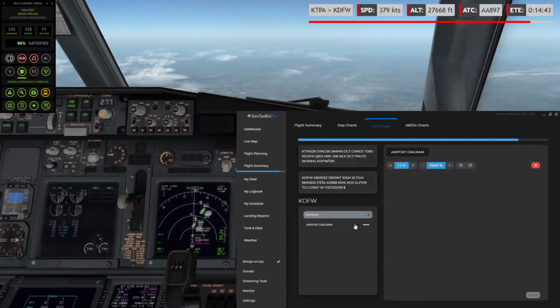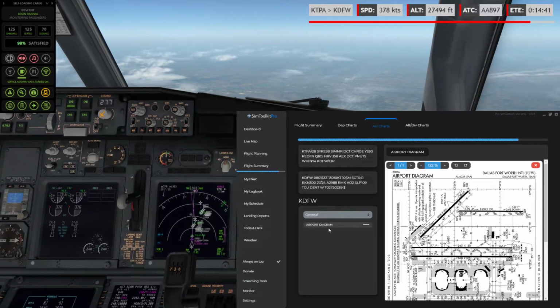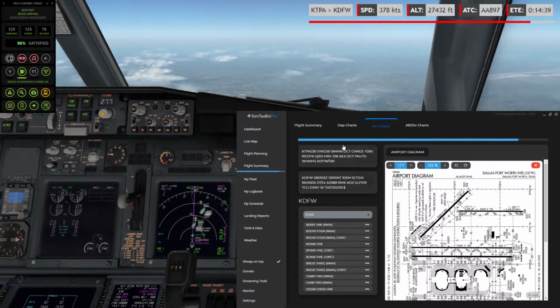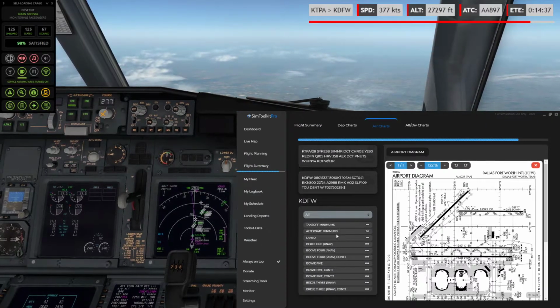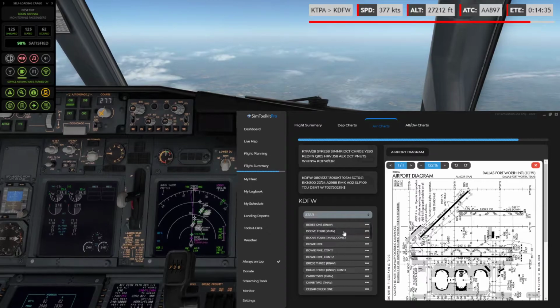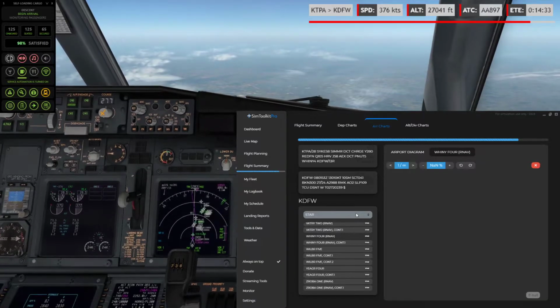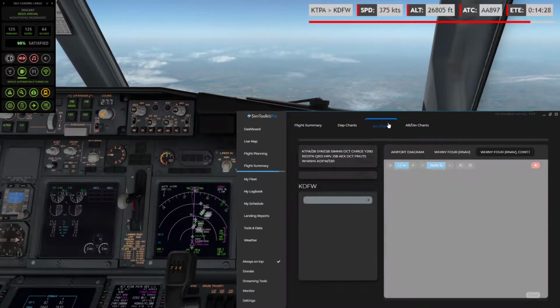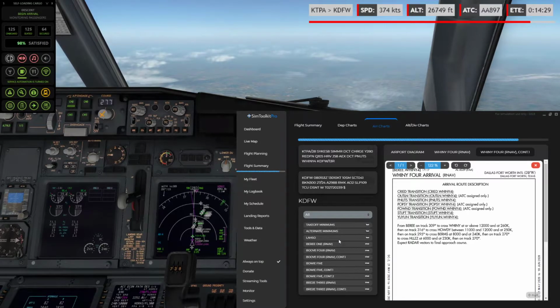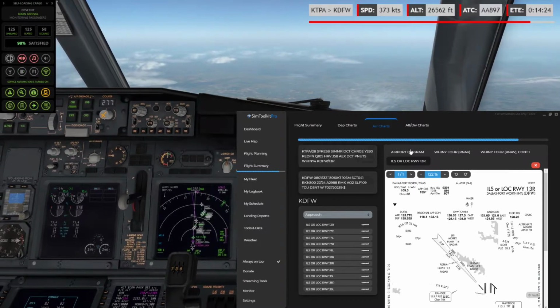So we'll just open this up. So we have the airport taxi charts, I believe. There we go. And then we have the STAR. So we are taking the Winey 4 arrival. So if we go to Winey 4, there we go. So we have two different ones. So we'll open those two. And then we are taking runway 13 right. So if we go to approach and go to 13 right, there we go.